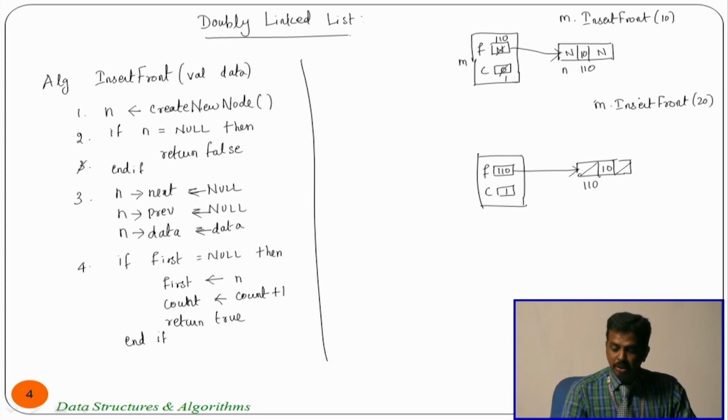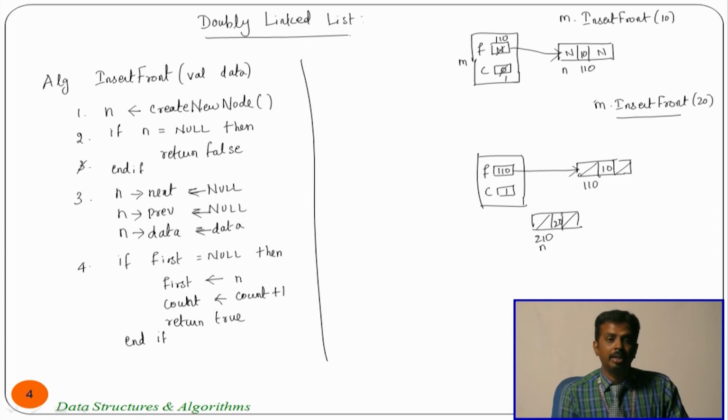At this situation, if you are calling insert front of 20, up to the third step is common. What will be done is a new node will be created. Say the address is 210. So this is the n. Then the 20, and this will be initialized with null. Now I have to add this newly created node as a first node. You see the diagram.